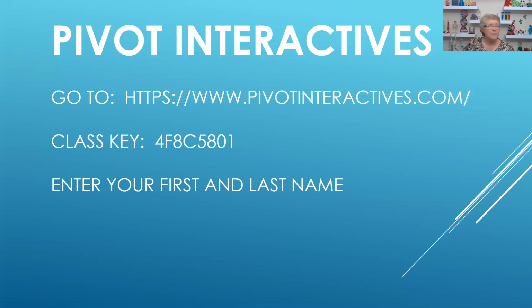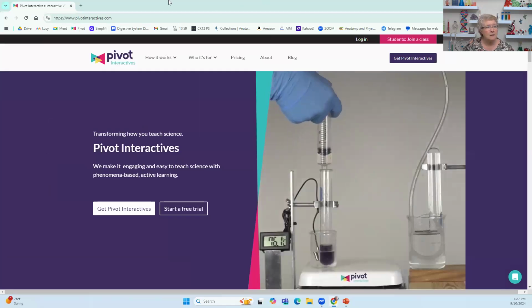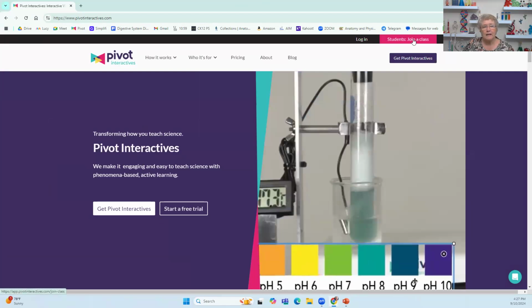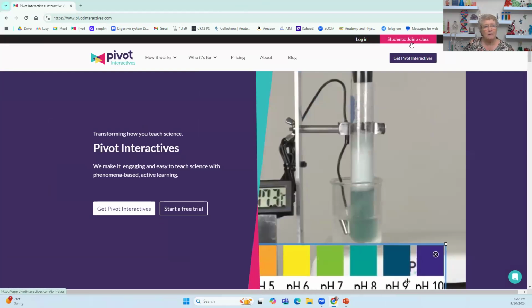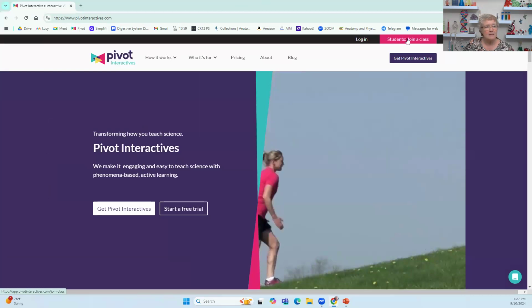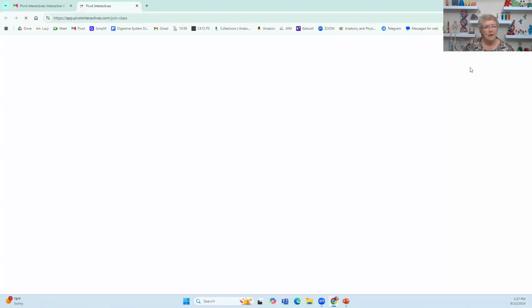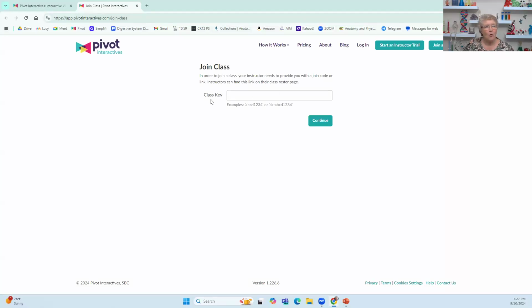When you go to Pivot Interactives, it'll look like this, pivotinteractives.com, and you'll see right up here where it says students join a class. That's what you're going to click on, that red rectangle that says join a class. Once you click that, it'll open up a space for a class key.